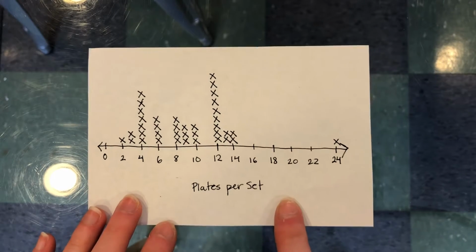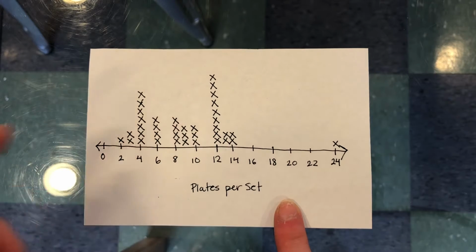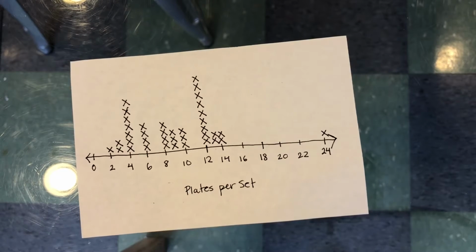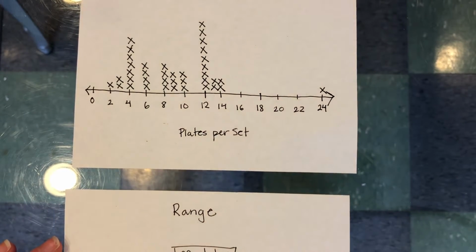So just as a refresher, each one of these dots represents one of the plate sets that we looked at. So this is going to help us answer some questions about the statistics involved here. And we're going to start with the easiest, and then we're going to get to the hardest. So our first question is about range. What is our range going to be?